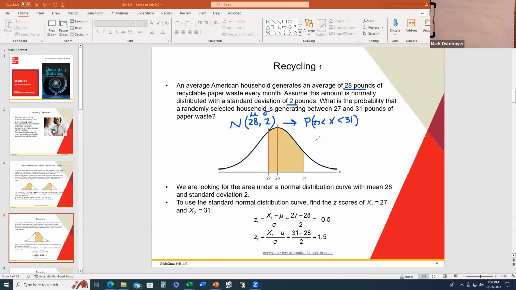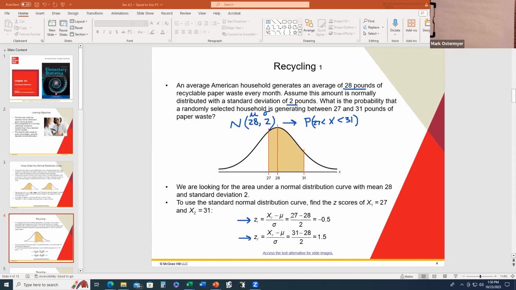But how would we do this in the old days before we had the TI-84 calculator? Because in the back of your book, they only have probabilities computed for the standard normal distribution, which is called a Z distribution. In the old days, we would have to first standardize these endpoints of this interval so that we could compute the equivalent Z-scores of these endpoint values. We'd have to use this formula.